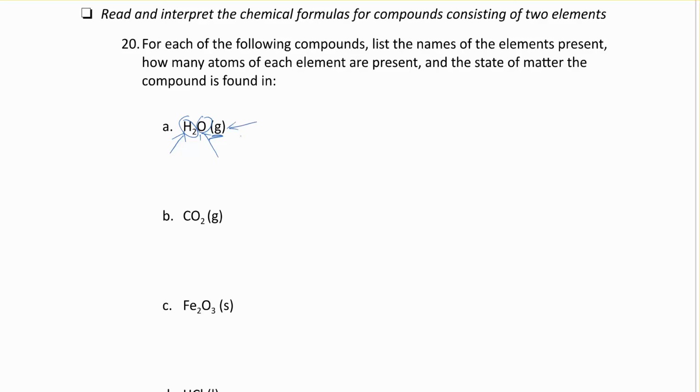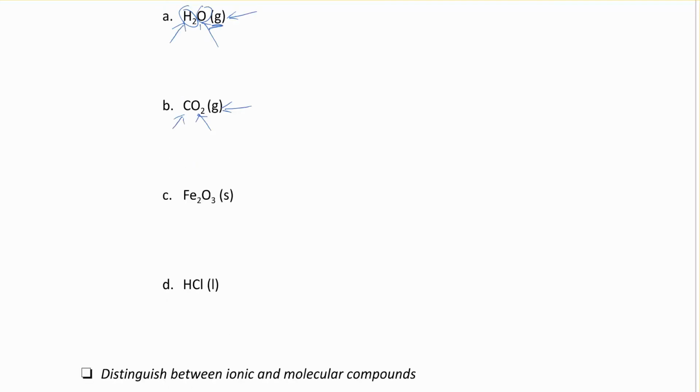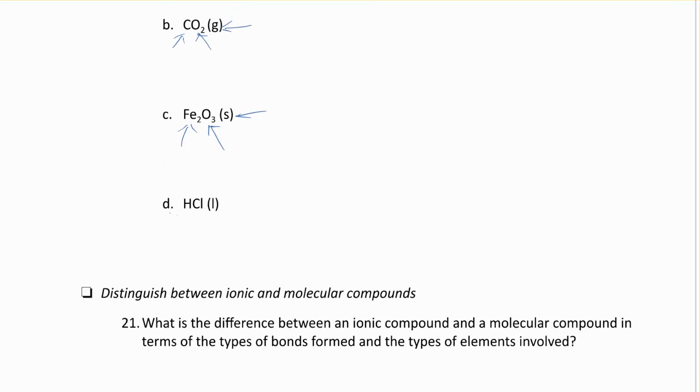so it's a gas. The next one, we've got 1 carbon, we've got 2 oxygen, and it's in a gaseous state. We've got 2 atoms of iron. We've got 3 atoms of oxygen, and it's in a solid state. So D, we've got 1 atom of hydrogen, 1 atom of chlorine, and that's an L in brackets, which means it's a liquid.